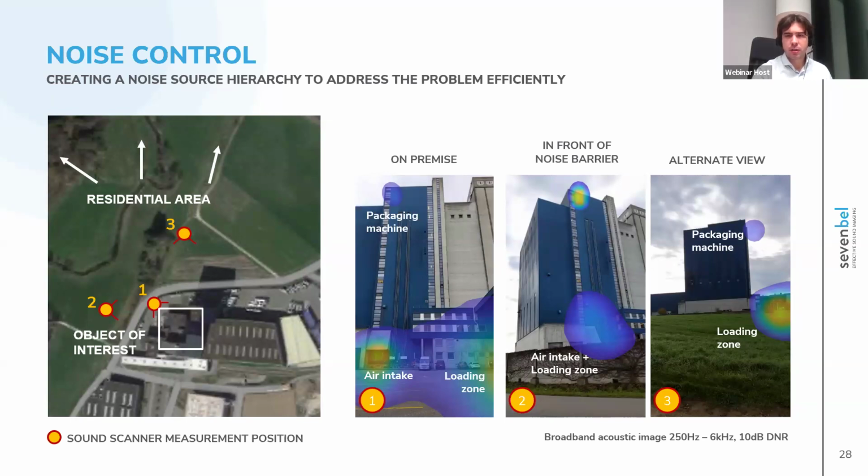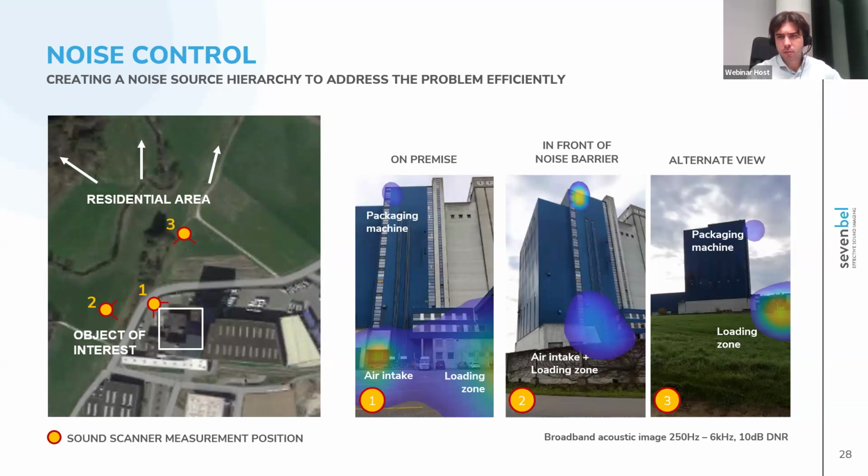In the second picture, we see that there's a sort of barrier surrounding the industry. Some sound from the ground floor sources is leaking over the barrier, but now the dominant source seems to be the packaging machine on the top, given that the sources on the ground floor are largely attenuated by this barrier.